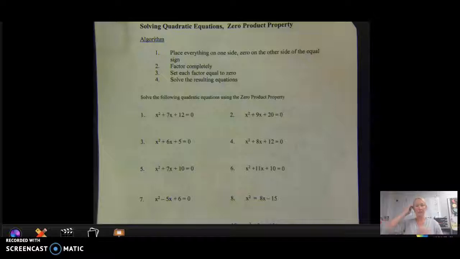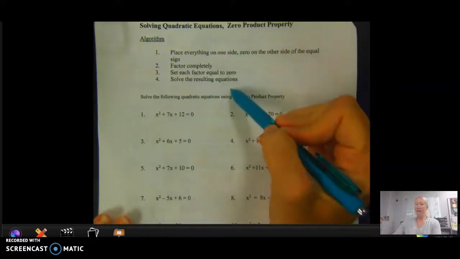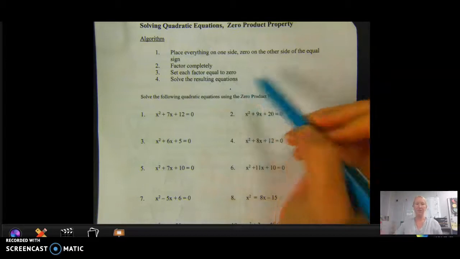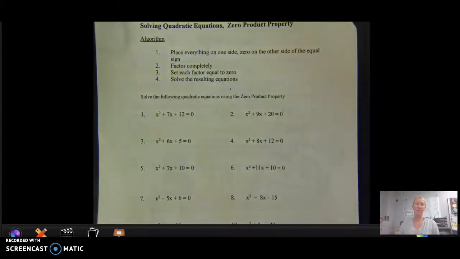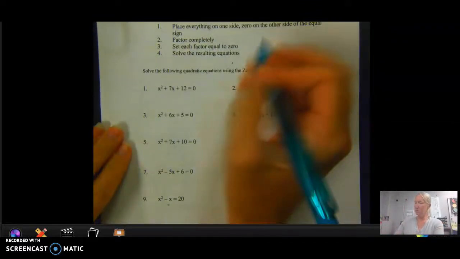Okay, so here's another quick little video on factoring quadratics and then solving for the quadratics. How I do it is all up here again. Place everything on one side, with 0 on the other side of the equal sign. Factor completely, set each factor equal to 0, and then solve. So let's do number 1.